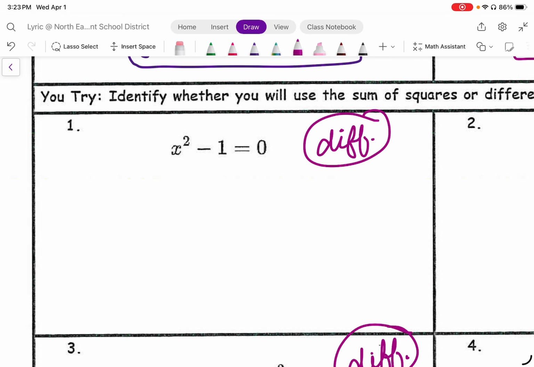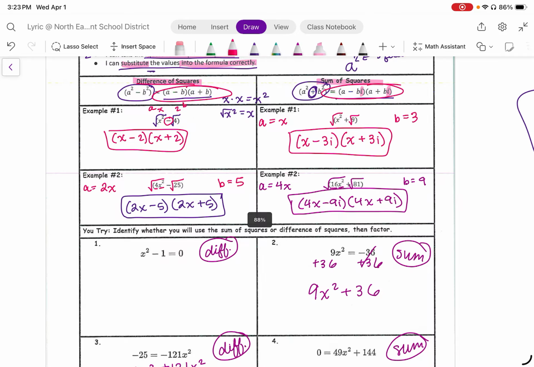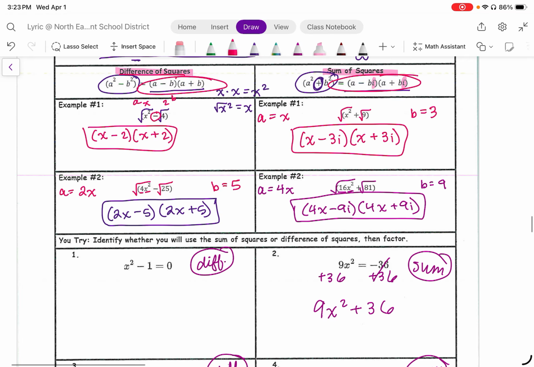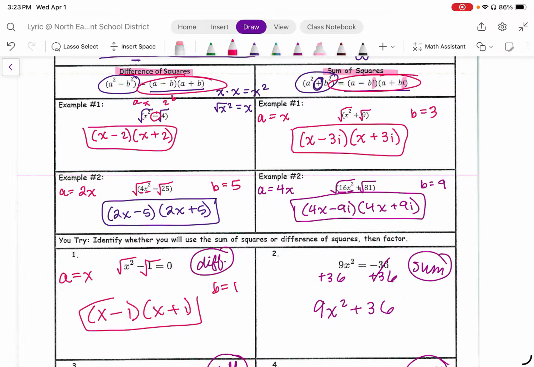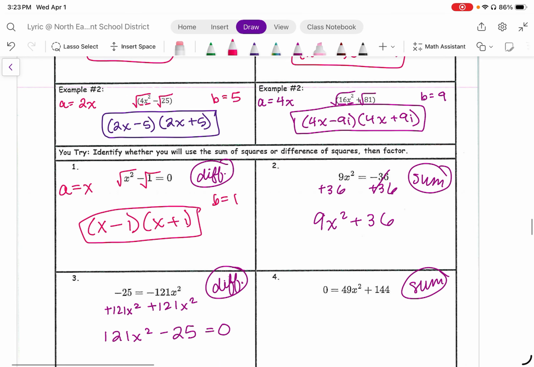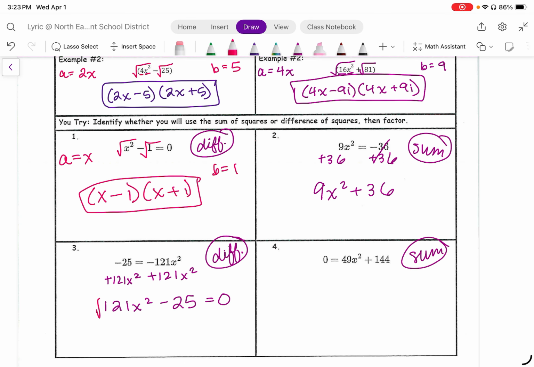Number 1, it is difference of squares, and that formula is above. I'll let you look at it. Here, what is the square root of x squared? It's x. And what's the square root of 1? 1. So we're going to say x minus 1, x plus 1. That's it. Let's take a look at number 3. Now that it's in standard form, we take the square root of both. The square root of 121, which we did write up there, is 11. The square root of x squared is x. And the square root of 25 is 5. Now writing our answer, 11x minus 5, 11x plus 5.